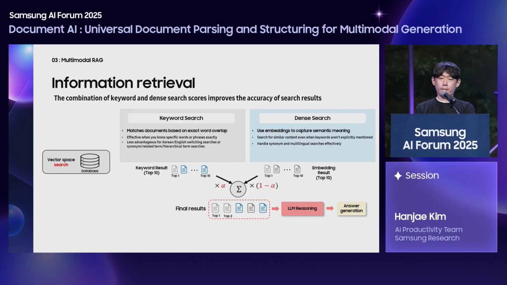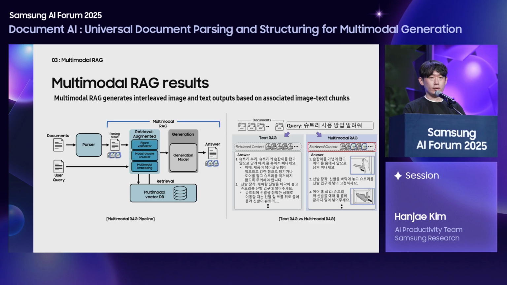For example, if a document contains a large amount of domain-specific terminology, keyword search may be more effective, whereas in cases with many synonyms, dense search proves more useful. Based on this finding, we are developing a technique to adapt or adjust the weight depending on the type of information contained in the document.